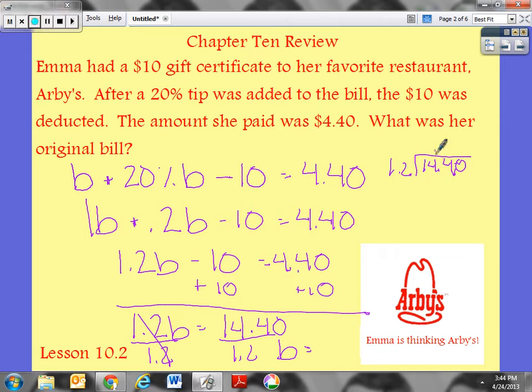Let's see, 12 goes into 14 once. That's 12. Subtract, that's 2. Bring down the 4. 12 goes into 24 twice. The decimal point would be here. That's nothing left over. So the original bill was, bill equals $12.